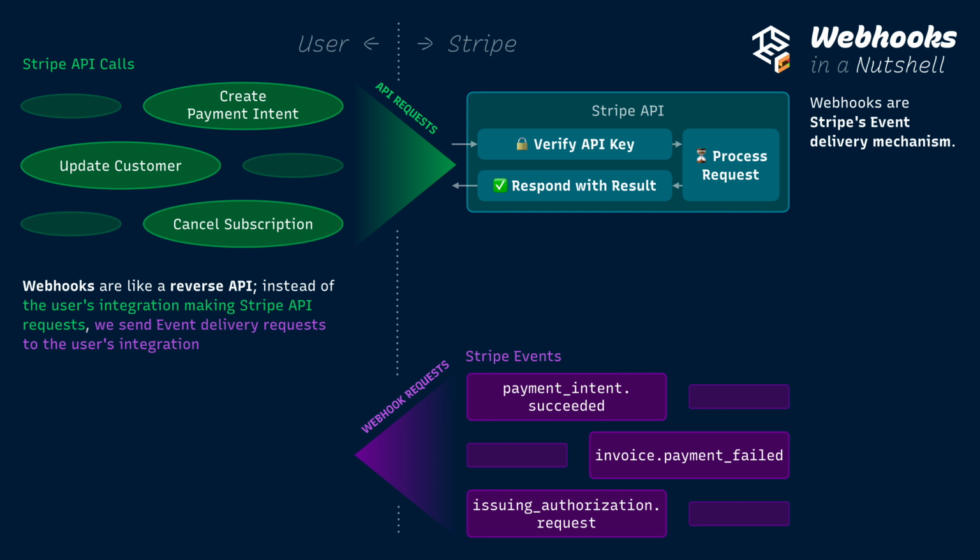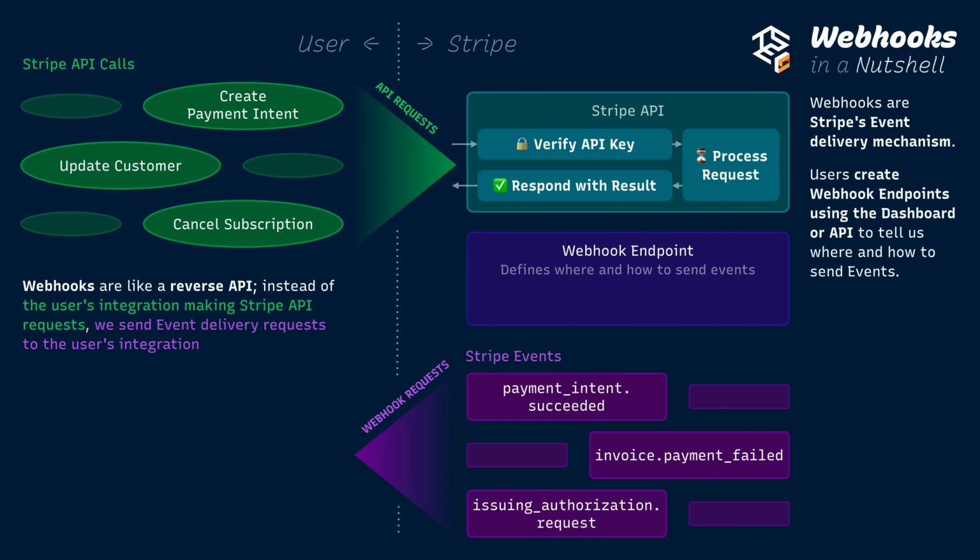In order for this to work, two things need to be set up by the user: a webhook endpoint and a webhook URL. A webhook endpoint is an object that exists inside Stripe. It's created using either the dashboard or the API, and it tells us where and how to send events to the user's integration. The most important parts of a webhook endpoint are the list of events to send to the user, the API version we should use to render those events, the webhook URL we should send those events to, which we'll talk about in a moment, and the secret used to sign event delivery requests. The user defines the first three, and Stripe generates the secret.